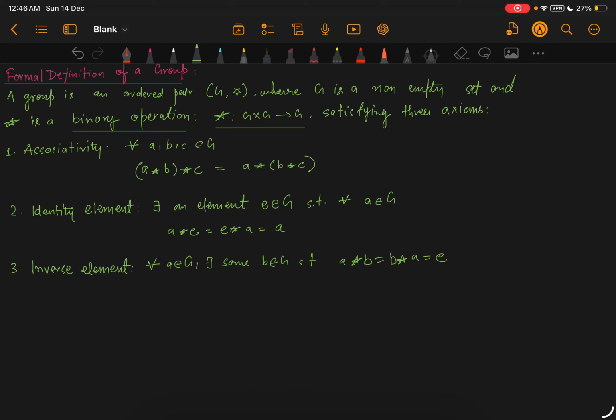So what happens if the operation is commutative? A new condition I'll introduce: commutative. What if for all a, b belonging to G, a star b is equal to b star a? Then we say G is an abelian group.